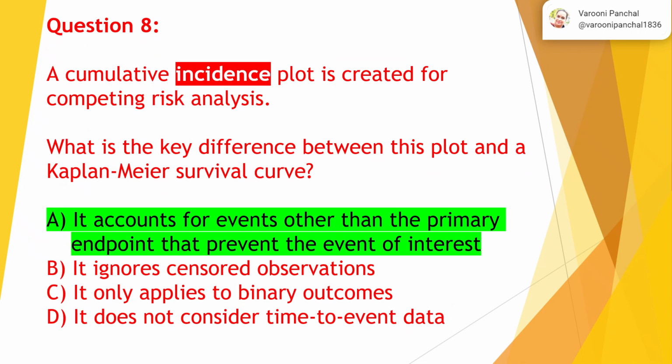Question 8. A cumulative incidence plot is created for competing risk analysis. What is the key difference between this plot and a Kaplan-Meier survival curve? Option B, it ignores censored observations. No. Option C, it only applies to binary outcomes. No. It does not consider time to event data. No. So the correct answer is it accounts for events other than the primary endpoint that prevent the event of interest.